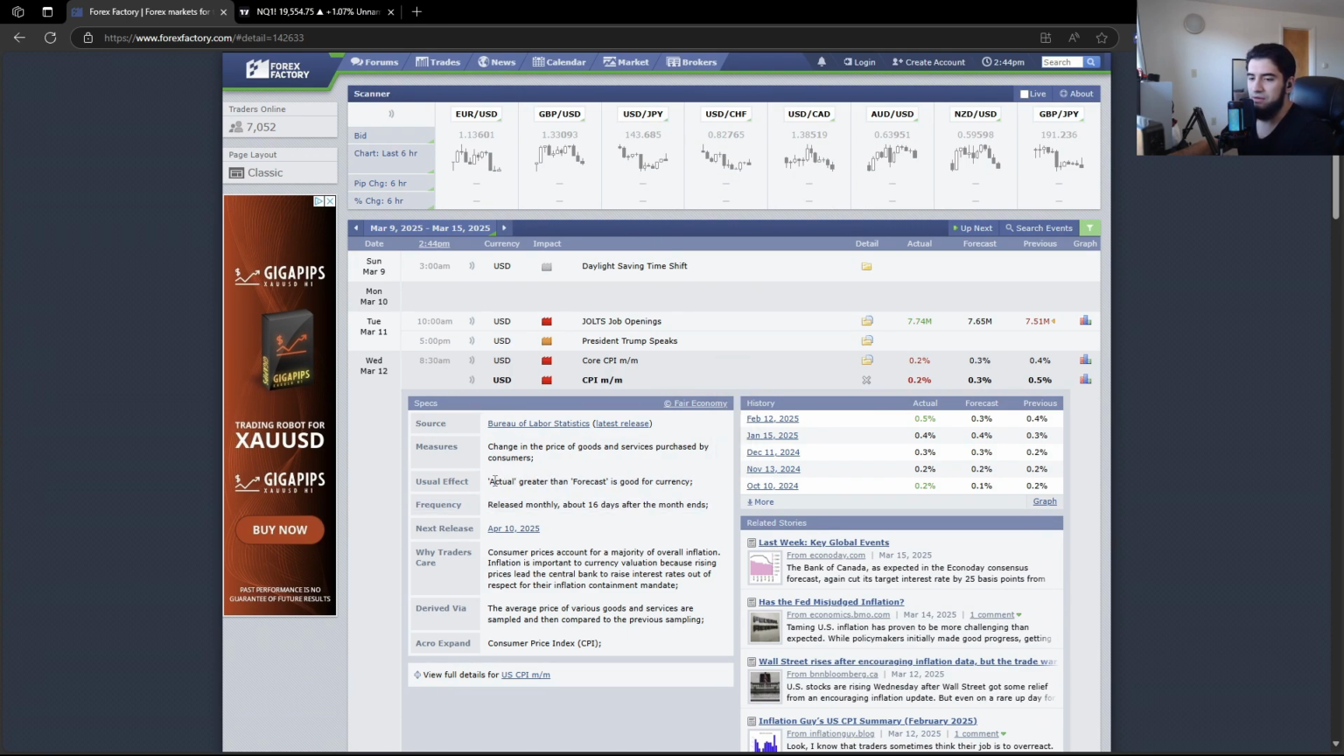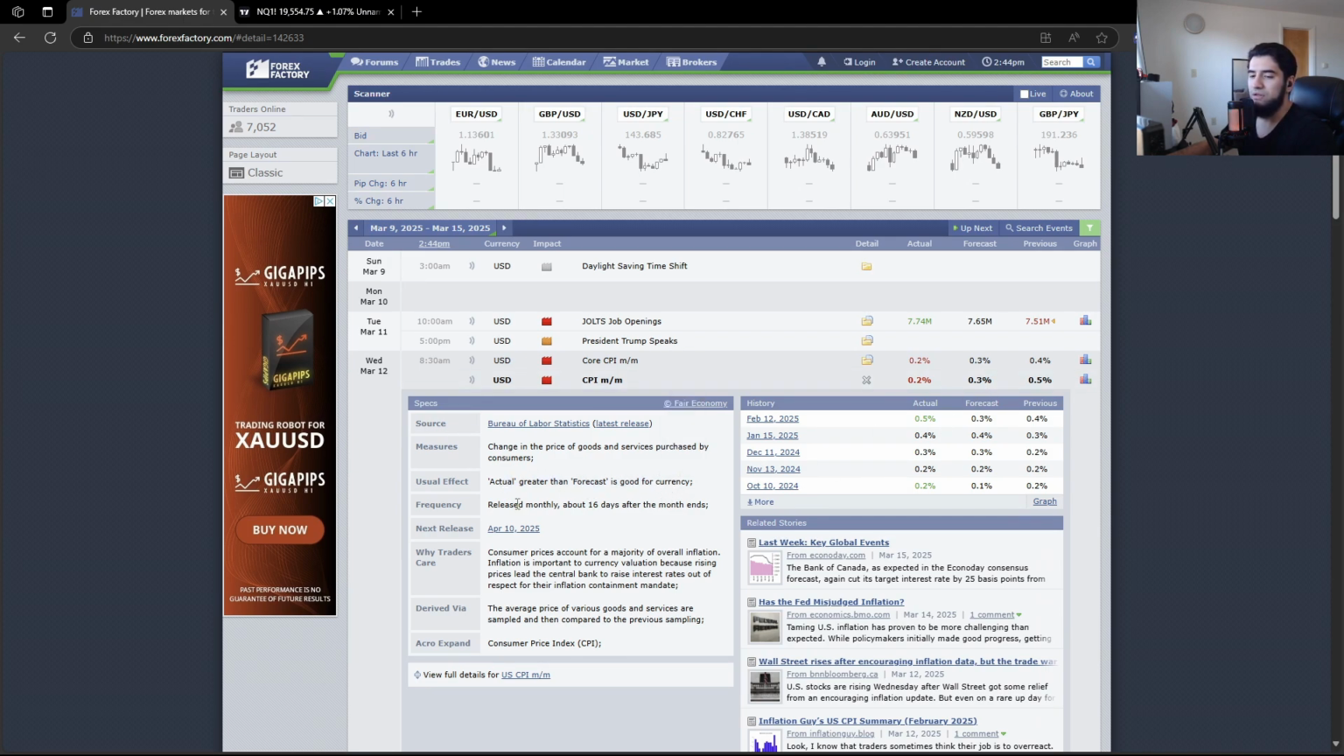For example, it literally tells you what it means. Actual, which is right here, greater than forecast would be good for currency. When it's talking about currency, it's talking about the US dollar. But we're not trading the forex pairs, we're trading the indices. We're trading the S&P, we're trading the Nasdaq. So in this case, it would be the inverse.